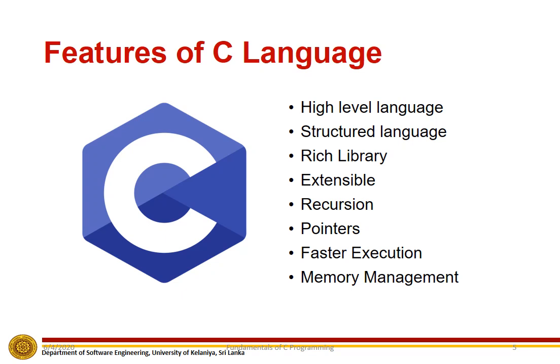Then the next important feature offered by the C programming language is pointers. Using pointers, we can directly interact with the physical memory of the computer system. Then the next one is fast execution. Using C language, users can execute programs faster. And the last feature is memory management. The C programming language offers many functions where we can dynamically and directly interact with the memory of the computer system. Those are the main features of the C programming language.